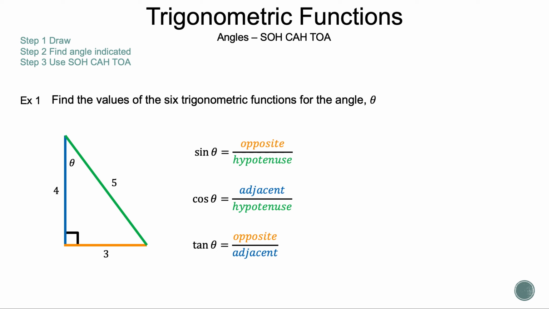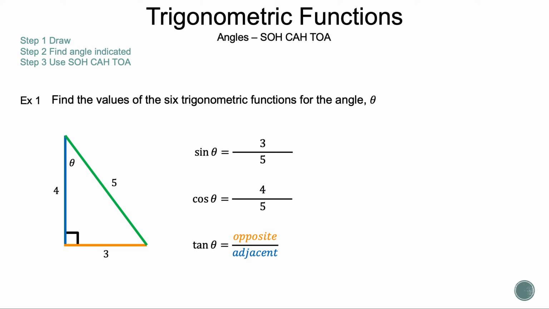In this case, theta is the top left angle, so the orange side length is opposite theta, the blue side length is adjacent theta, and the green side length is the hypotenuse. Now we know which one is which. Let's start with sine, and substitute 3 for opposite, and 5 for hypotenuse. Let's continue with cosine, and substitute 4 for adjacent, and 5 for hypotenuse.